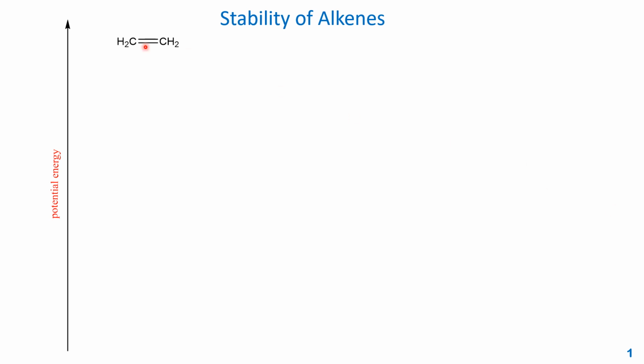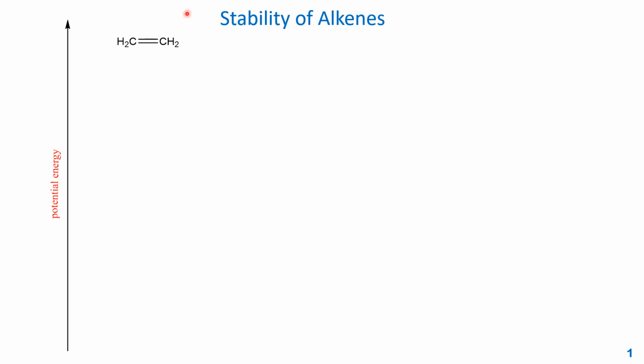First, this is ethene. That's the parent of all alkenes. So that's the first member of the alkenes, and there's a double bond between the two carbons, and both carbons are sp2 hybrid, and 4 hydrogens.